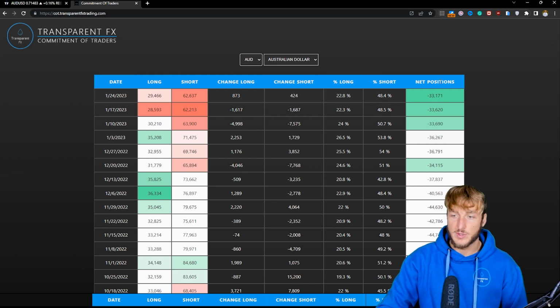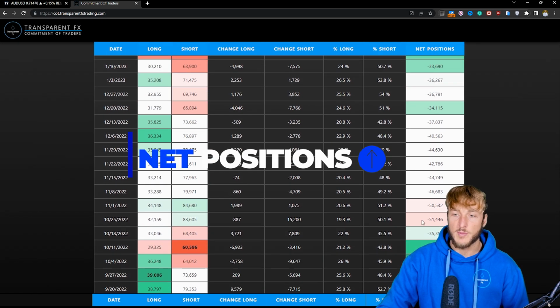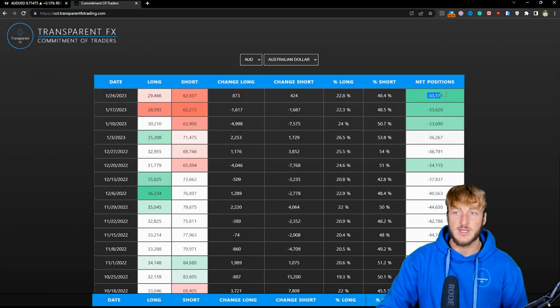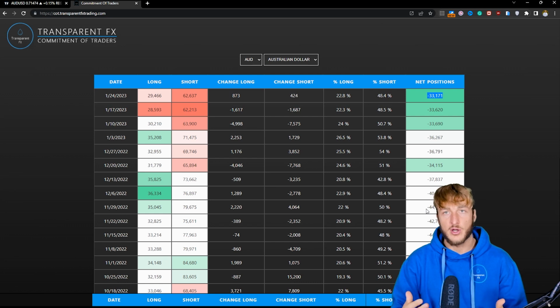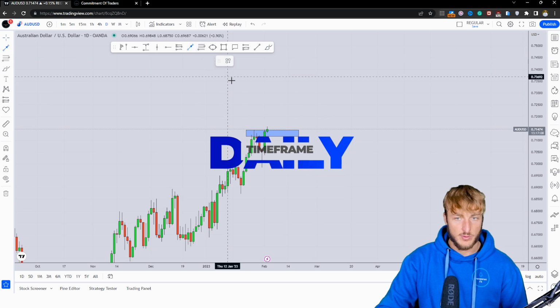And what we can see here with the last reports is that net positions have been growing. We went from a low of minus 51k net positions. We're now sitting at minus 33k net positions. So we had an increase of the net positioning, showing how institutions are starting to move to the long side of AUD-USD, meaning that we don't have any confirmation of this.